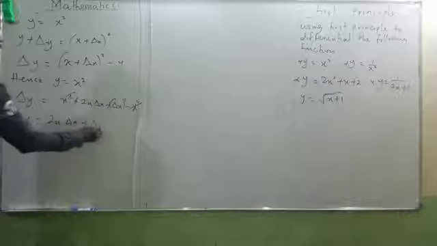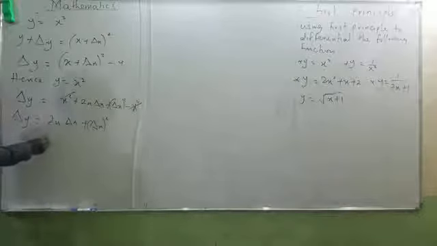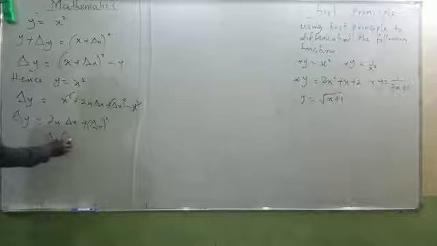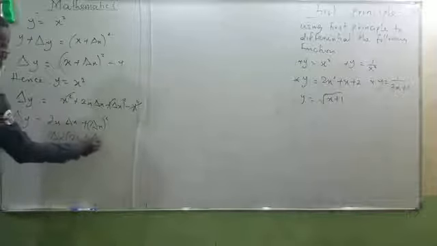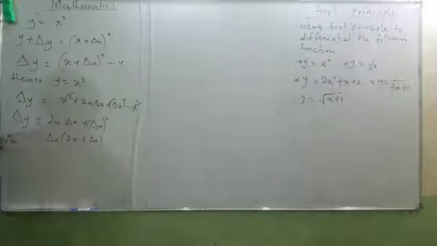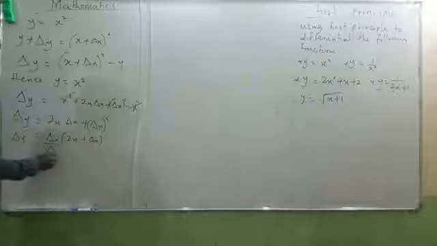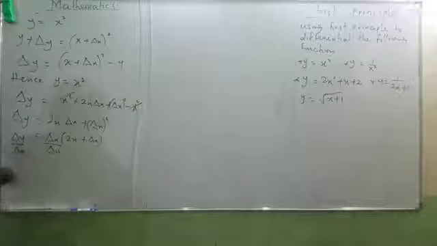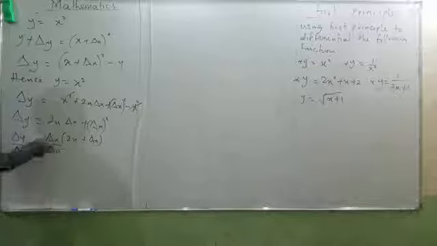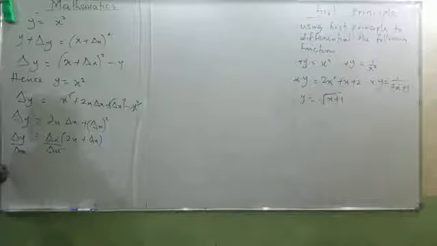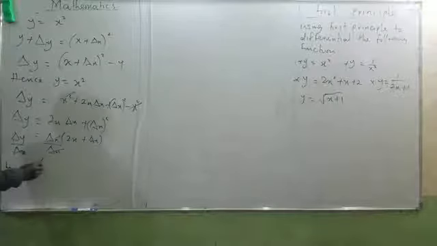Now, my delta y equals 2x delta x plus delta x all squared. Now, I should factor out something here, 2x plus delta x. I'm just using my factorize. Now, divide both sides by delta x. This will cancel this. Now, limit delta x tends to 0.